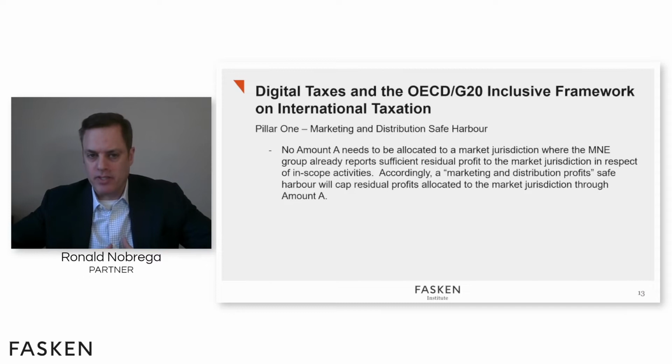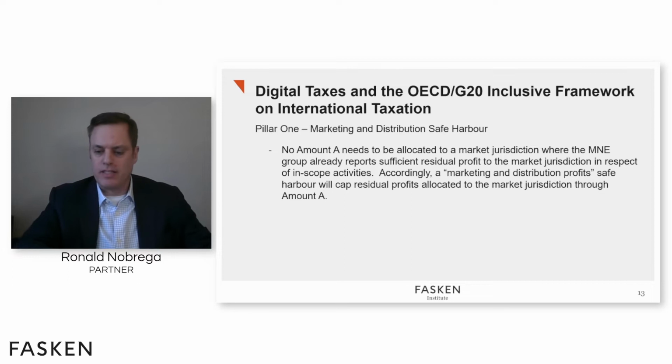This slide just really points out that no amount A would be allocated to a market jurisdiction where, under traditional rules, it already has adequate allocation of tax base. So if a multinational will pay more tax under traditional rules in a particular jurisdiction based on its permanent establishments, it would not have an allocation of amount A to that jurisdiction. Next slide.